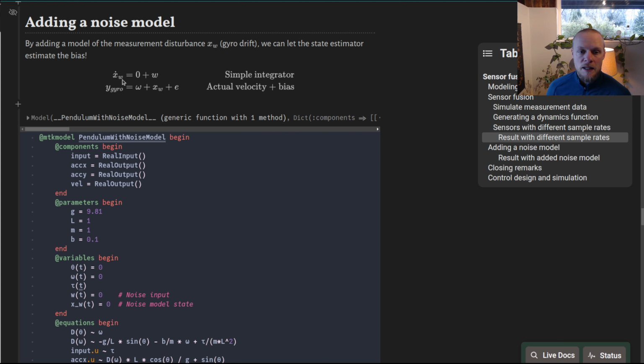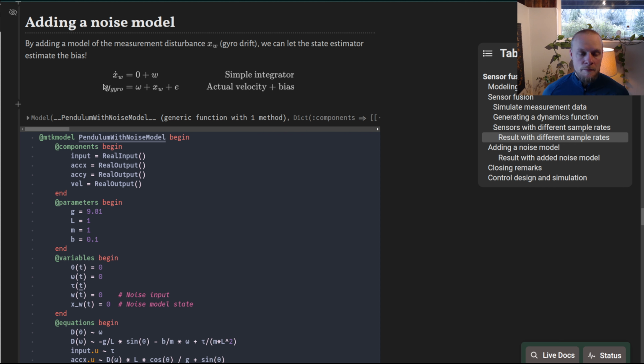And what does that mean? It means that the time derivative of the bias here, so this is the state of the noise model, or the disturbance model. So this xw corresponds to the bias of the gyro. We say that the derivative is 0 plus some random noise. So we say every sample instant, maybe there is a small perturbation to the drift. And then we'll try to estimate that.